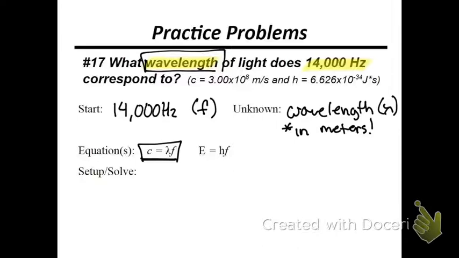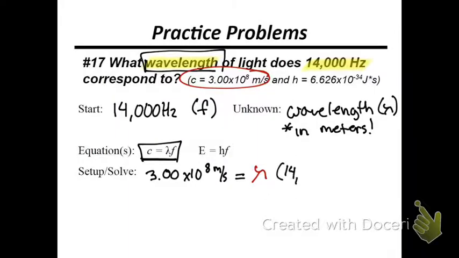Now we just need to plug in what we know. C is a constant, and it's given to us. It is the speed of light in a vacuum. All light travels at the same speed, which is why this is a constant. So we're going to write out 3.00 times 10 to the 8th meters per second, set equal to lambda, which is what we're trying to solve for, times 14,000 hertz. We're now going to solve for x, or lambda, by dividing both sides by 14,000.